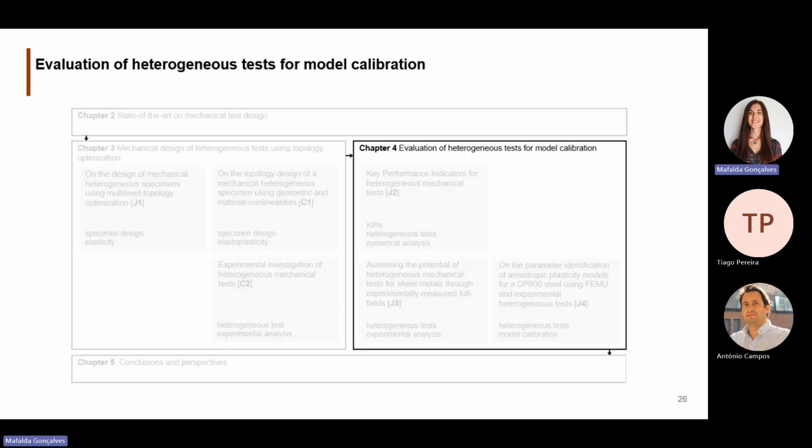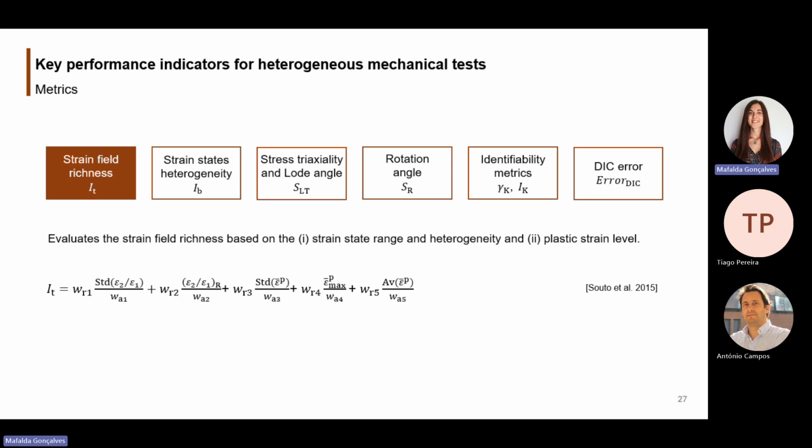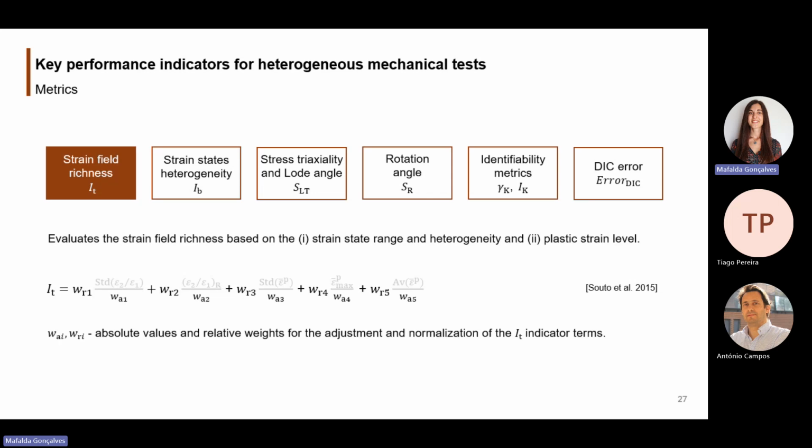So the second chapter presents a framework to evaluate the potential of heterogeneous tests. And the first work proposes key performance indicators to evaluate this potential. Initially, 6 metrics were proposed. The first one, the strain field richness, evaluates the strain state range in heterogeneity and also the plastic strain level. And some absolute values and relative weights were set to adjust and normalize each term of the indicator.